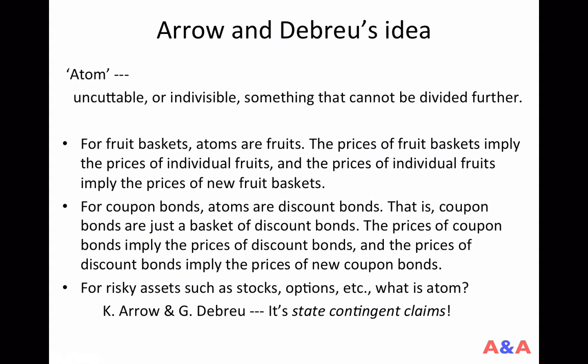You know, whenever I think of state contingent claim or Arrow-Debreu security, it reminds me of an atom. You know, an atom is uncuttable or indivisible. It's something that cannot be divided further. Remember that fruit basket example in the previous class. What was the atom in that story? Well, in a sense, the individual fruits were atoms, because all these bundles, all these fruit baskets were just a collection of individual fruits, apples and bananas and pineapples. So in that sense, these fruits were atoms.